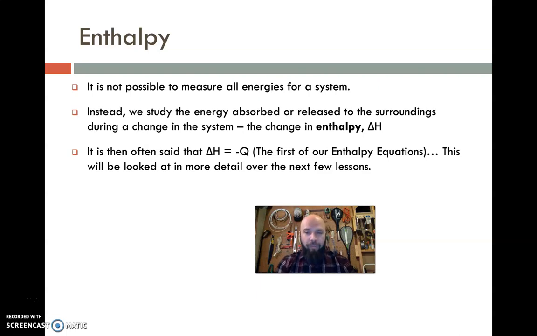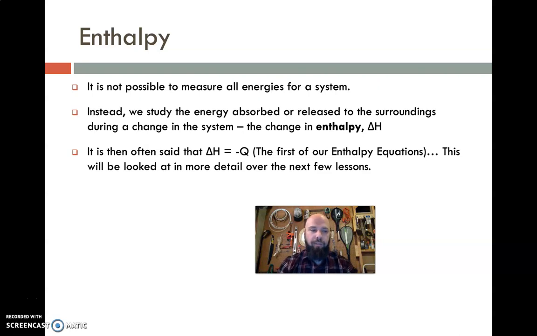The first law and our first enthalpy equation would lead to delta H, the change in enthalpy, being equal to negative Q. Q is negative in this case because no energy can be lost or destroyed, so this is the transfer of energy from our system, Q, into our surroundings in which we are measuring.